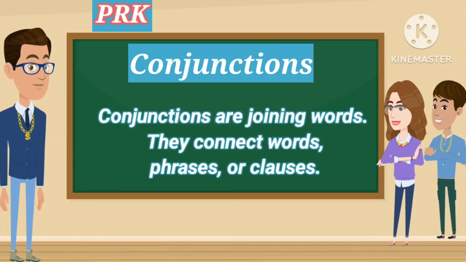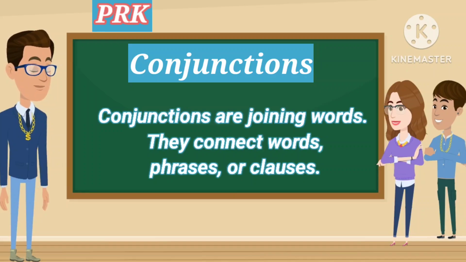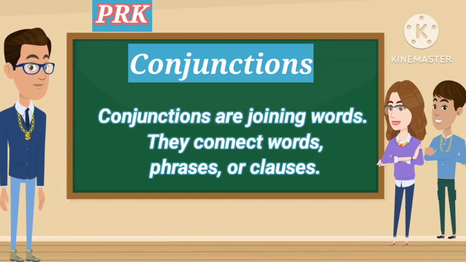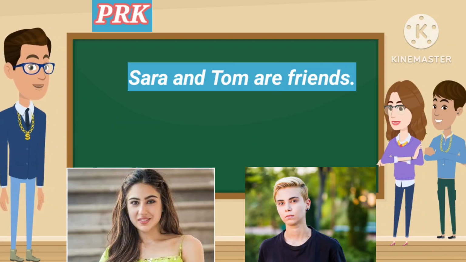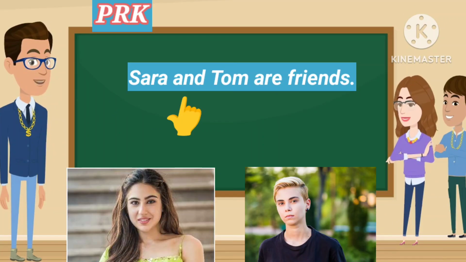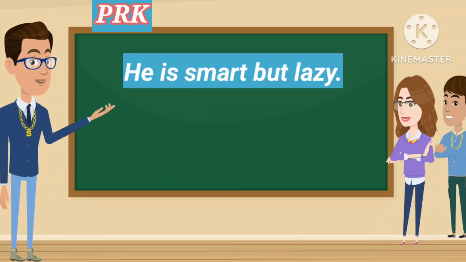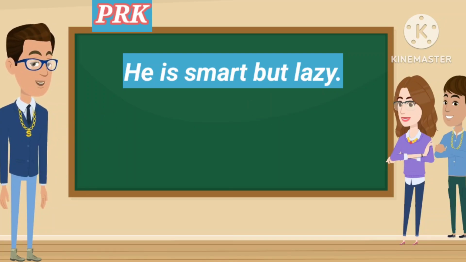Conjunctions. Conjunctions are joining words. They connect words, phrases, or clauses. Sarah and Tom are friends. Here, and is a conjunction. He is smart but lazy. Here, but is a conjunction.